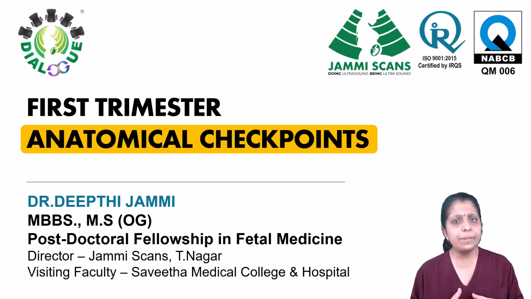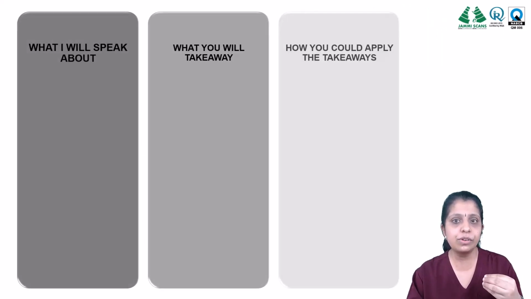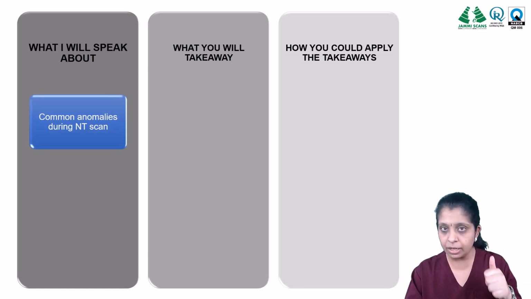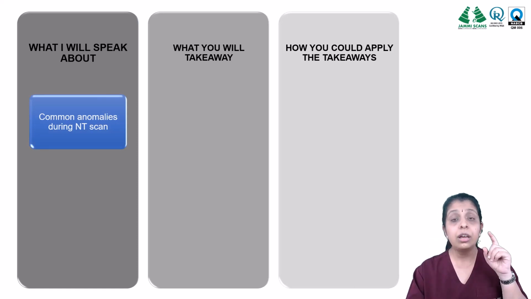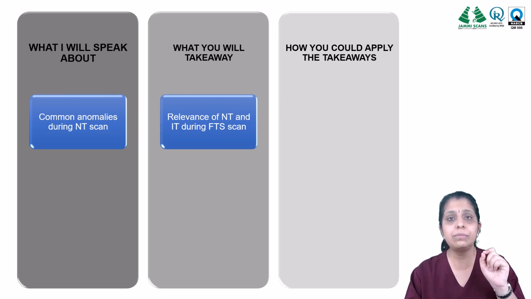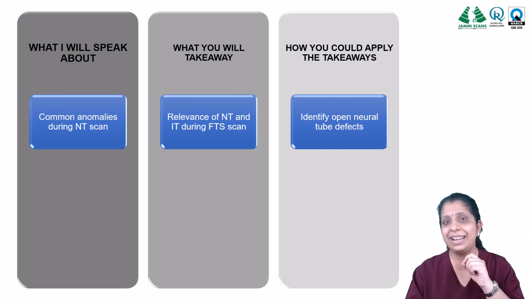And why this topic? Because in this topic, I'm going to talk to you about 4 common things. It's going to be practically very useful for you. The first thing is the most common anomalies that we see. Not all, but very common anomalies. What we're going to talk about is neural tube defect, because we need to understand the importance of an NT and an IT image. How do we identify NTDs?